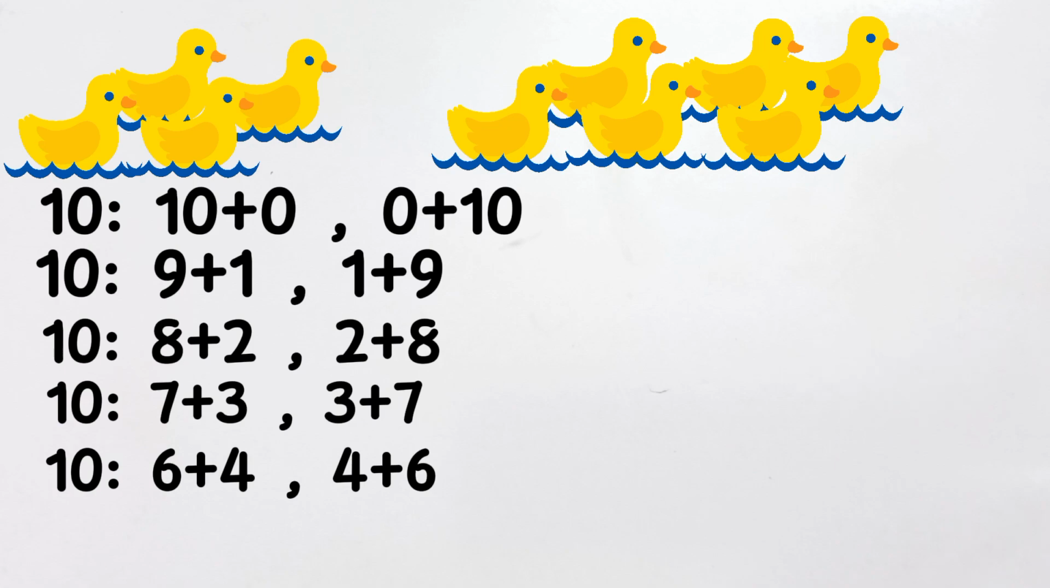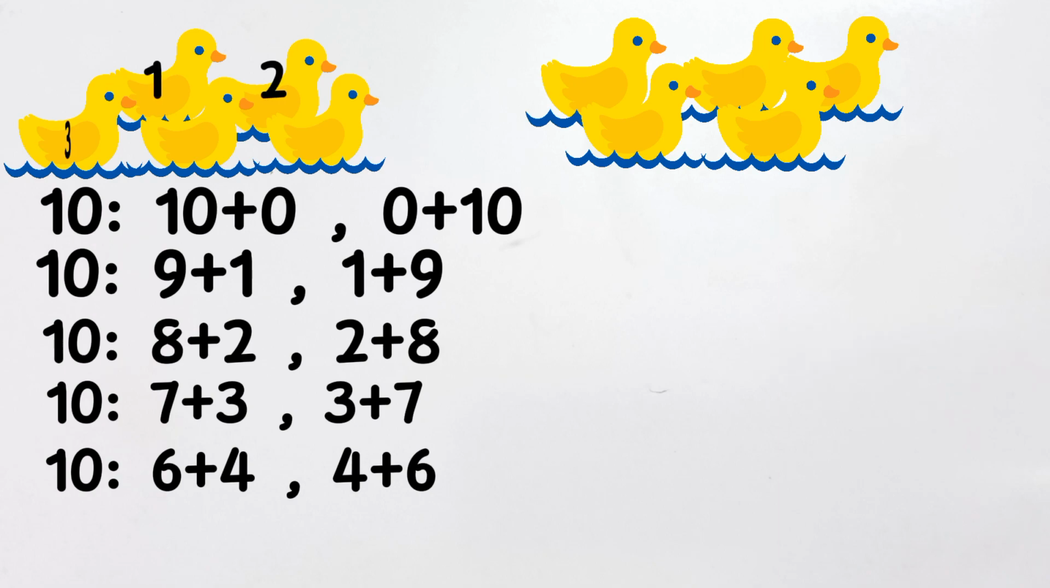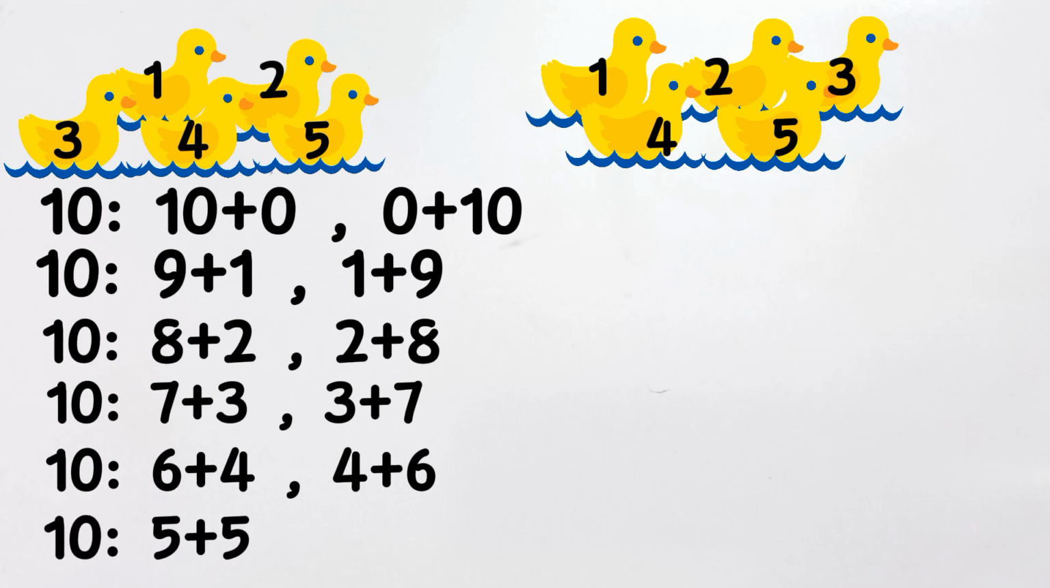Now, when another duckling floats away and joins the group of 4 ducklings, 2 equal groups each with 5 ducklings are formed. This gives us the number bond of 10, 5 plus 5.